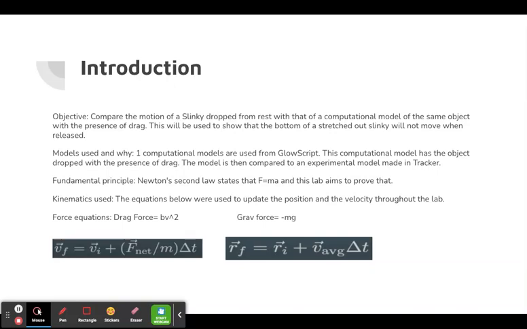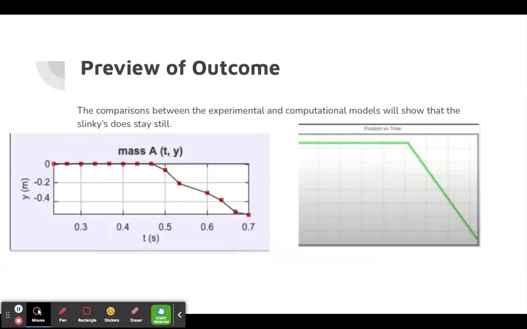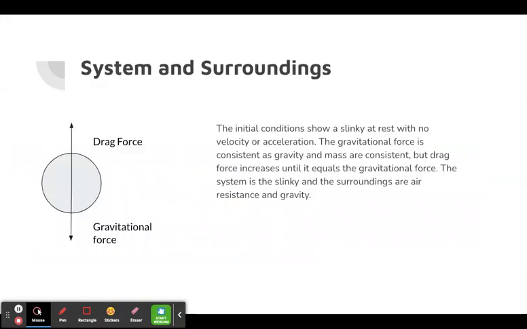The kinematics equations used are shown below, which are the force equation, and then the velocity and position update formulas. So here is the preview of the outcome. The comparisons between the experimental and computational models will show that the slinky does stay still, or rather the bottom does stay still initially.